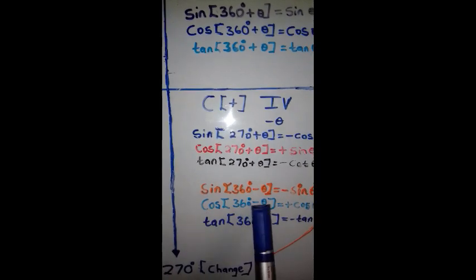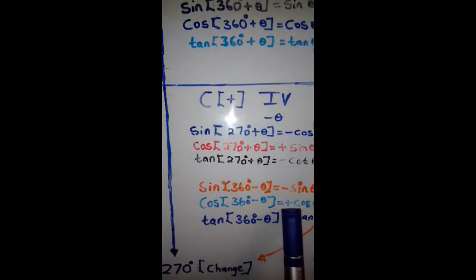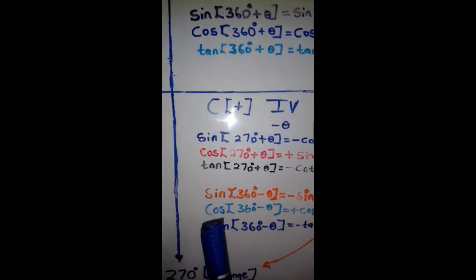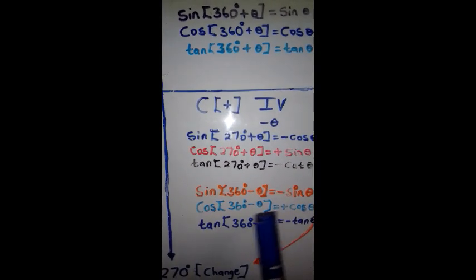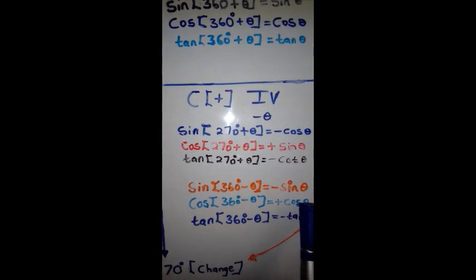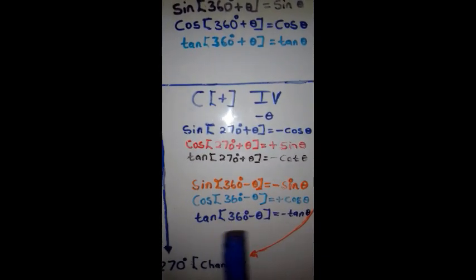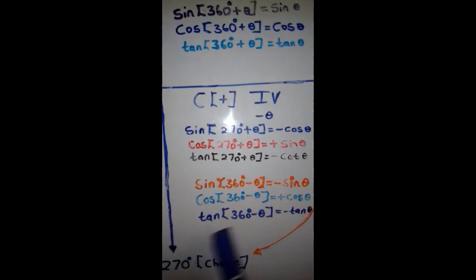Cos 360 minus theta is going to be positive. Why? Because cos is positive on the fourth quadrant, so it's going to be positive cos theta because 360 minus theta, 360 means what? It means no change. So let's go to the last one.